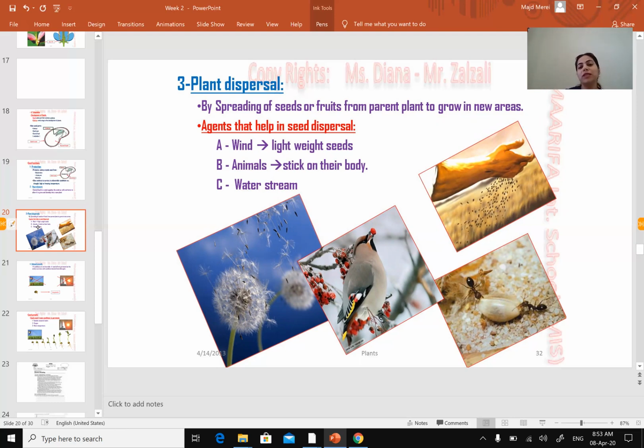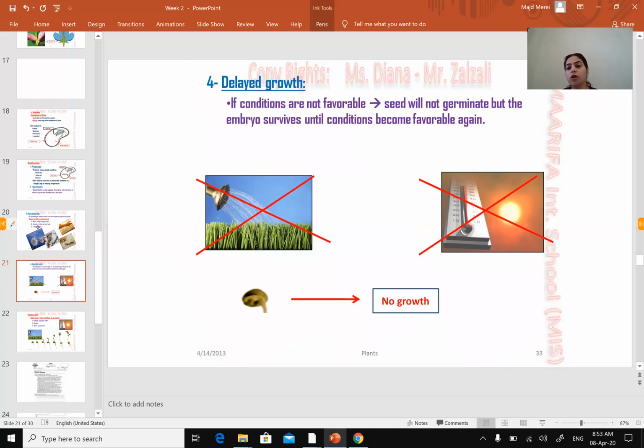Wind can carry what? Light seeds, such as here, for example, the dandelion. The animals, okay, when seeds stick on their body. The water stream, the seeds will fall down, so the water stream will carry it from one area to another area. The fourth point, delayed growth.